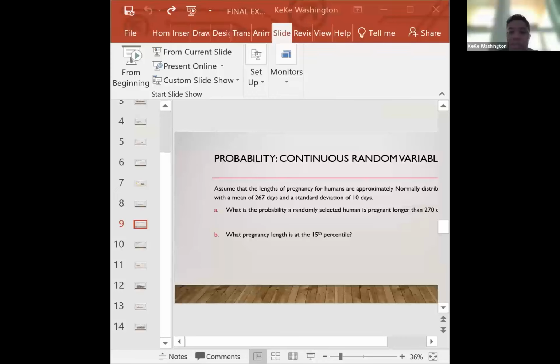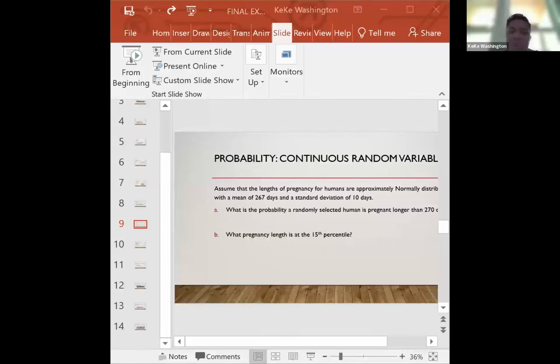All right, so to calculate our probabilities, StatCrunch calculators. The distribution is normal. We have our mean mu of 267 with our standard deviation of 10. And we want longer than 270 days. Compute. Okay. So about 38%. And if you're asked to round the percent to 2 decimals, 38.21% in this case.